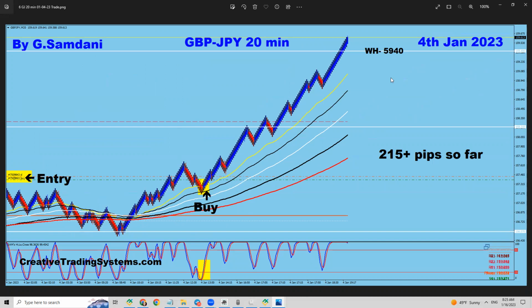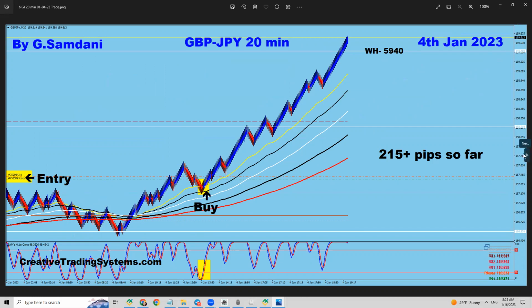The target is for the daily range. This 59.40 was the target for 215 pips, because the daily range of this pair is more than 200. So it travels more than 200 every single day, right? No need to close the trade at 40, 50 pips. No. If you make an early entry, yeah.